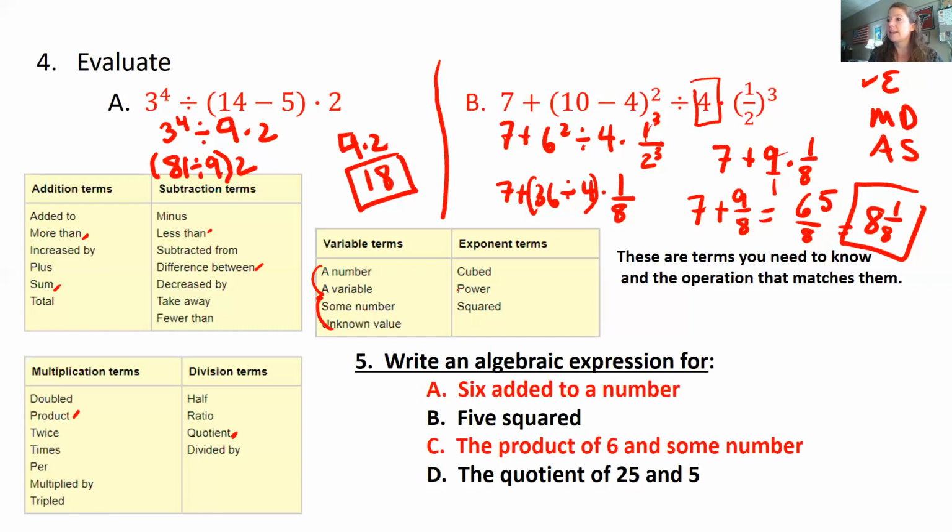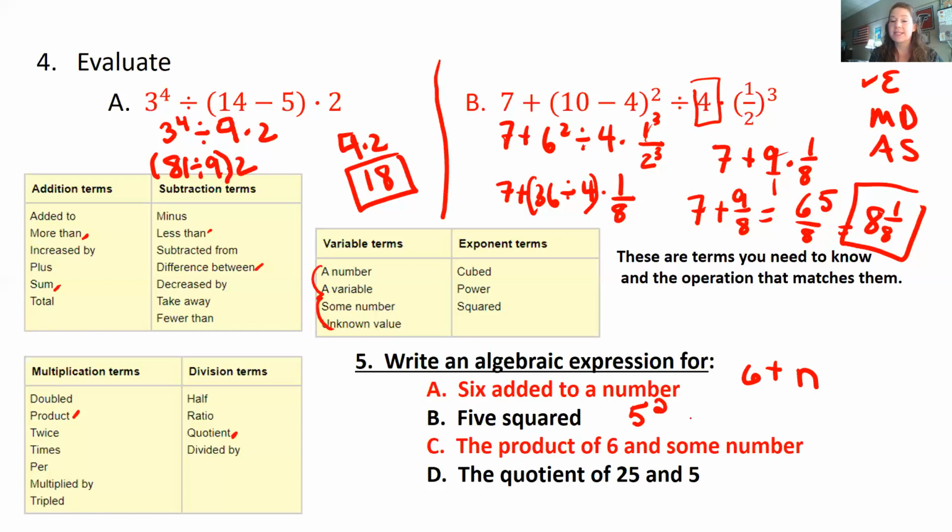So number 5, 6 added to a number. What would that look like? Well, for my variable, I can pick any letter I want. The most popular ones are usually an X or a Y, but technically you can use any letter you want for an unknown number, which we call a variable. So 6 added to a number would be 6 plus n. Easy peasy, right? 5 squared. Well, that means 5 times 5, doesn't it? So 5 raised to the power of 2, 5 squared.